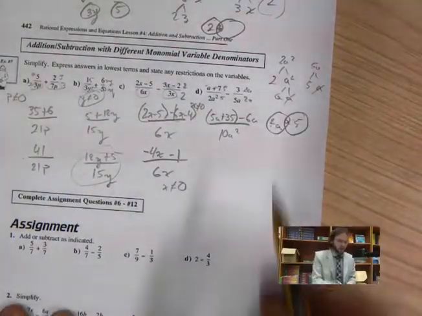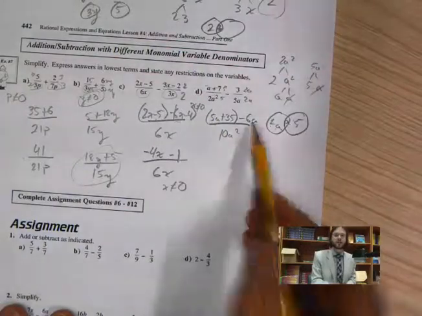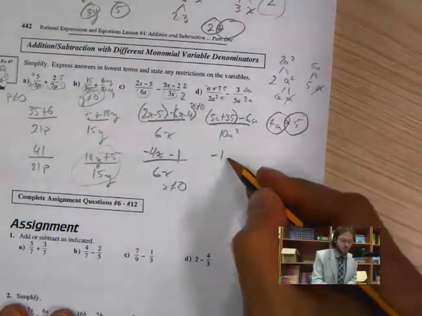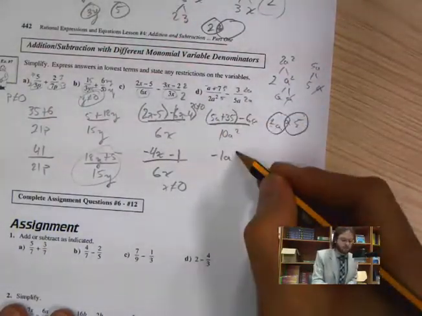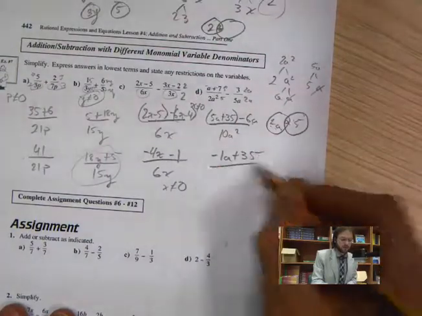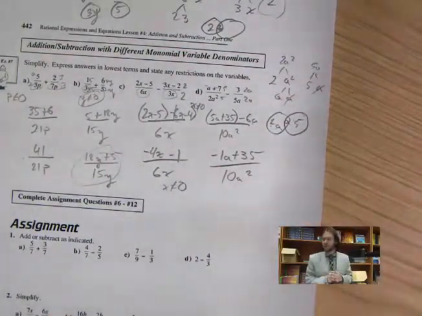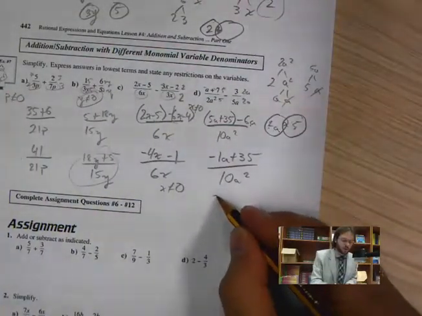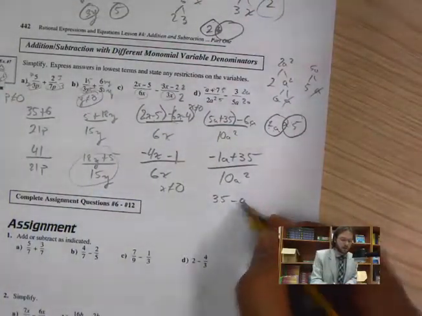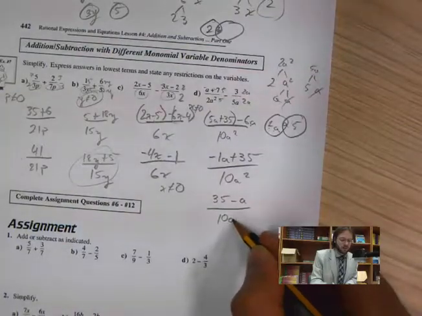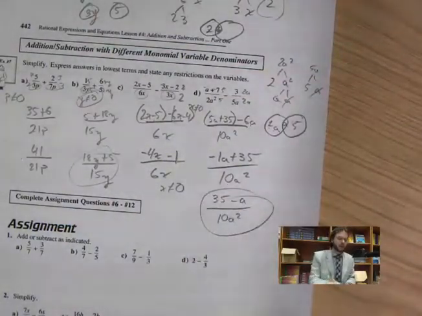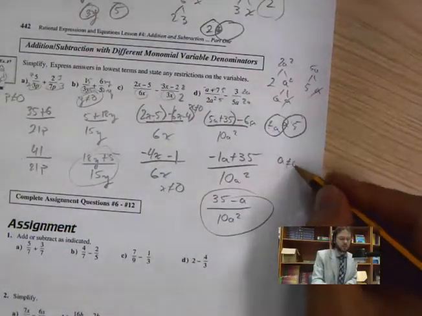Okay? So here we look at this. We have 5a subtract 6a is negative 1a. And then we have plus 35 all over 10a squared. In other words, we could also write this as 35 minus a all over 10a squared. That's our answer. And in this case, a cannot equal 0.